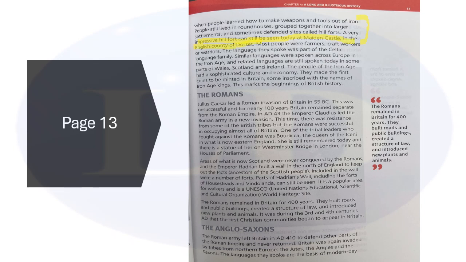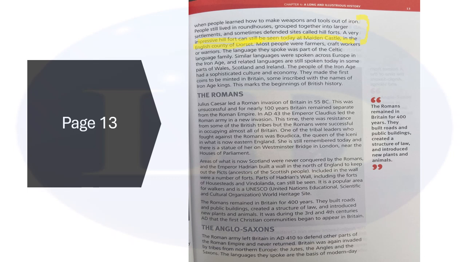Okay, so now in Iron Age, what happened was that people still lived in round houses, but they came together. They lived together, so in this way they formed villages, small cities, towns. And they defended their settlements with hill forts. Hill forts mean that they would make houses at the top of a hill, and around that hill they would dig trenches and put some water in them. So in this way, nobody could invade or attack them. One such settlement is in the English county of Dorset, which is called Maiden Castle.